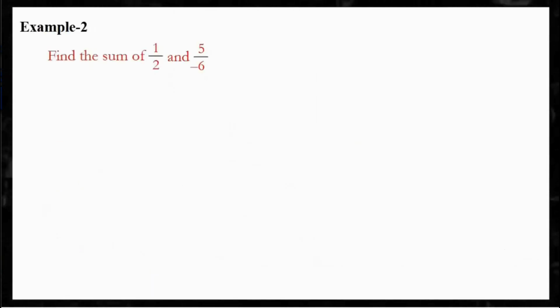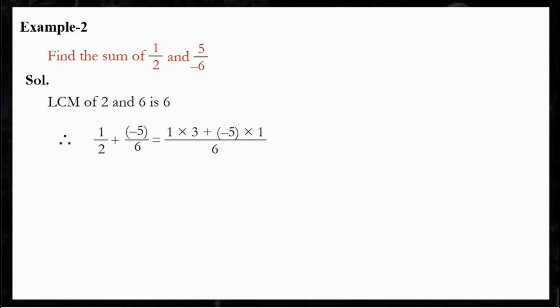Example 2. Find the sum of 1 by 2 and 5 by minus 6. Solution. LCM of 2 and 6 is 6. Therefore, 1 by 2 plus minus 5 by 6 is equal to 1 multiplied by 3 plus minus 5 multiplied by 1 by 6, which is equal to 3 minus 5 by 6, which is equal to minus 2 by 6, which is equal to minus 1 by 3.